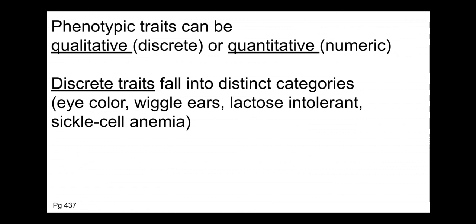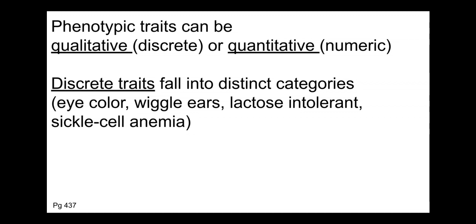So often we're interested in the relationship between different traits of an organism and their fitness, because traits that are associated with fitness will increase in future generations. So phenotypic traits, we can consider them to be qualitative or quantitative. I prefer the term discrete or numeric. I'll usually refer to discrete traits and quantitative traits.